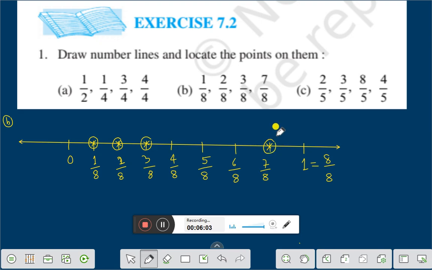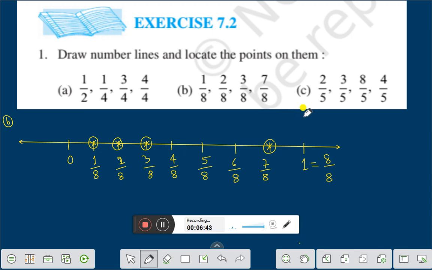Again you see, what you have to do, you have to divide between 0 and 1 into 8 equal parts, right? 1, 2, 3, 4, 5, 6, 7 and 8, right? After that, this point is 1 by 8 because 1 part out of 8 parts. This is 2 parts out of 8, 3 parts out of 8, 4 parts out of 8, 5 parts out of 8, 6 parts out of 8, 7 parts out of 8 and 8 out of 8, right? That is 1. This is the solution of question number B.